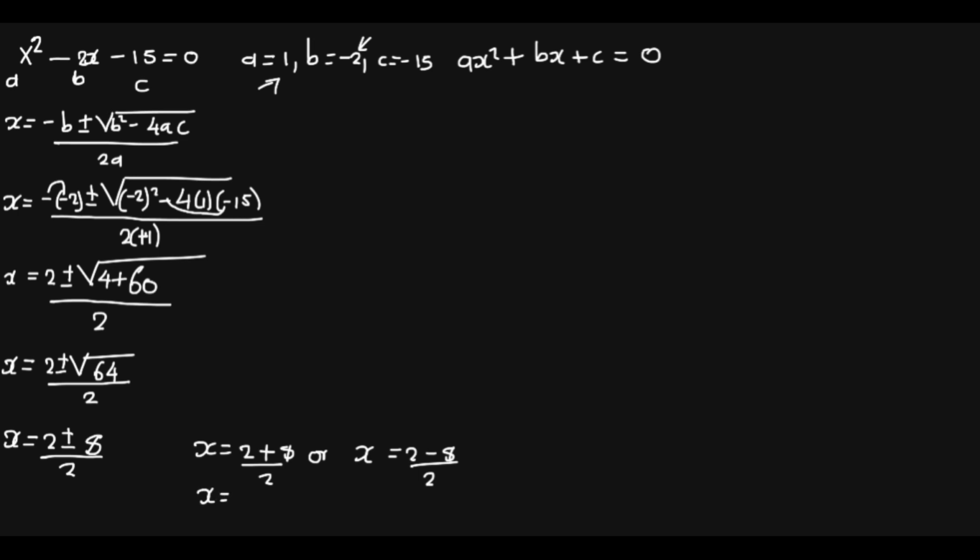For this part, 2 plus 8 is 10 over 2. 2 into 10, here we get 5. Then on this side we are going to subtract as we have different signs. So 2 minus 8 is negative 6. 2 into negative 6 is negative 3. So this is how you can find the solutions of a given quadratic equation.